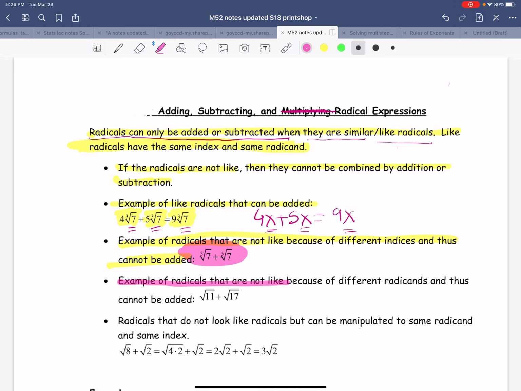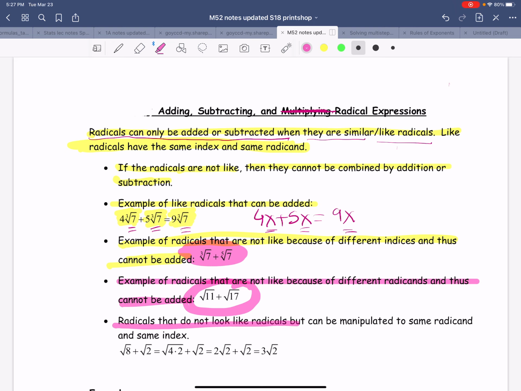Here is an example of radicals that are not like because of different radicands, and thus cannot be added. In this case, the numbers in the pocket are the same, root 11 plus root 17, but the numbers inside the root are not the same. So they are not like radicals and thus they cannot be combined.